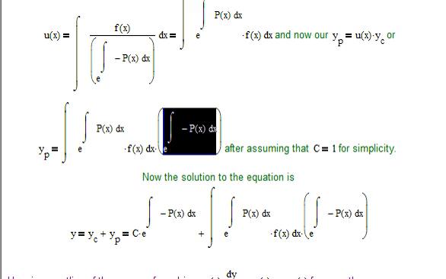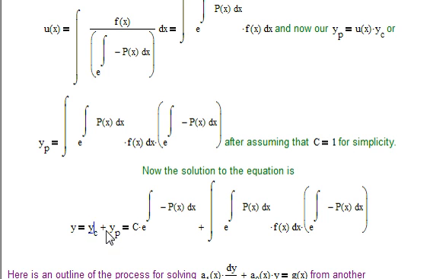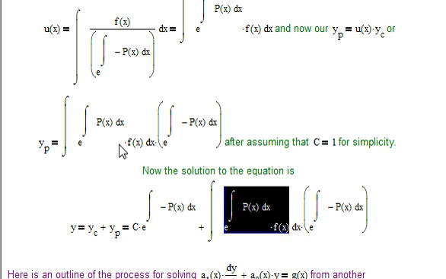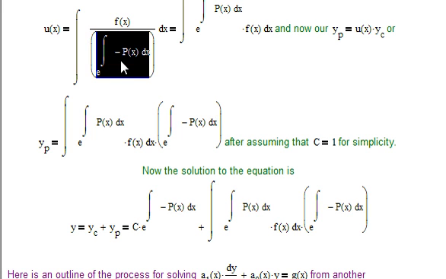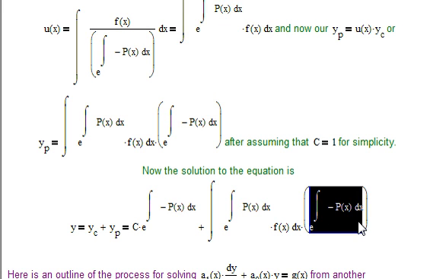So now the solution to the equation is yc that we found first plus this yp that we just found above. So here's the yc plus this thing from here. That's this thing from here, which is our u1, times this, which is our yc. Wow, what a process. What a process.